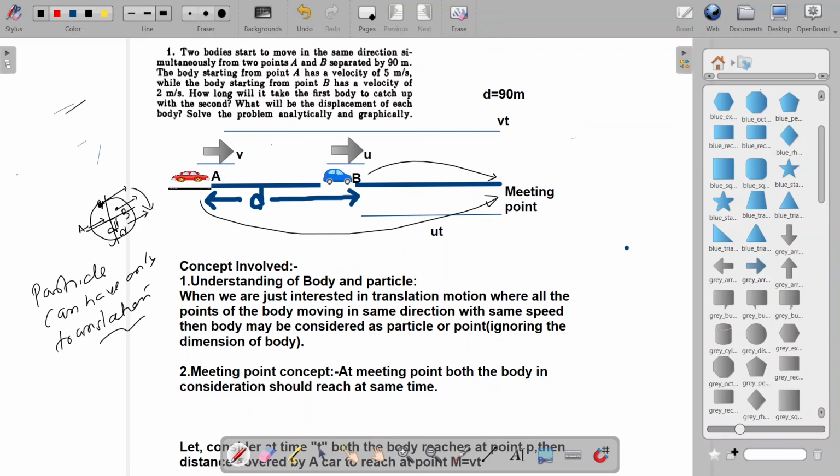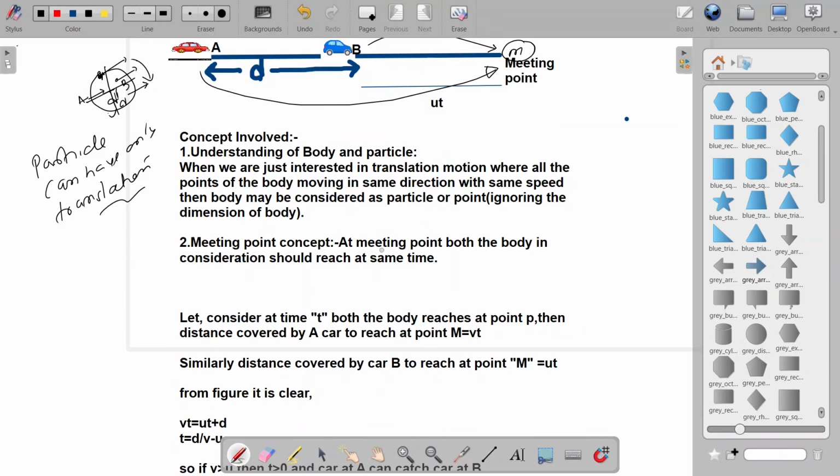Okay, so that is the entire concept that is involved in this particular problem. Now it is very simple for us to solve it. Let's consider the time t taken by both bodies to reach the meeting point M. Then the distance traveled by body A by that time will be vt. Simple, distance is nothing but speed into time, so we are just using that simple formula.